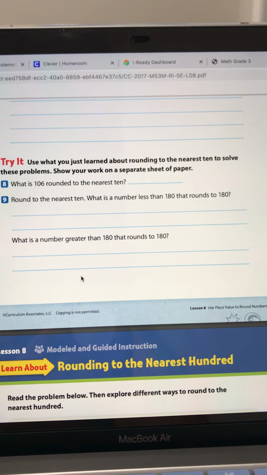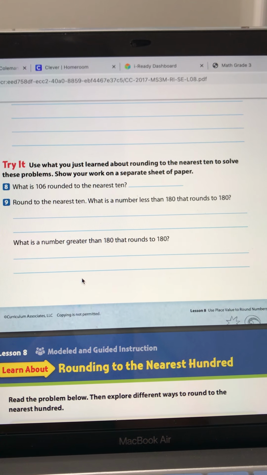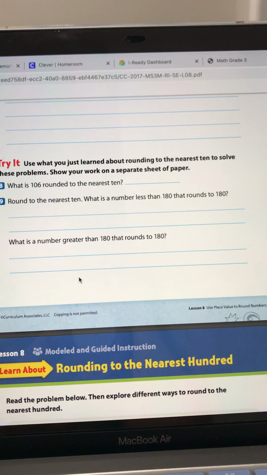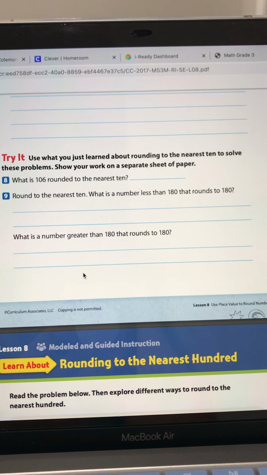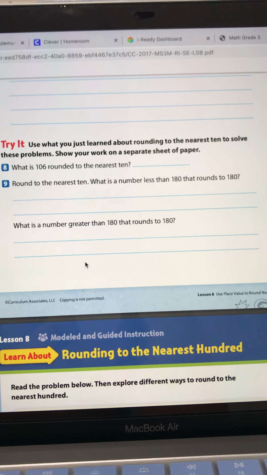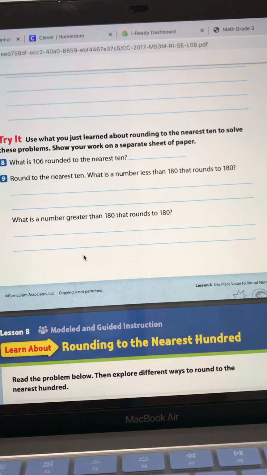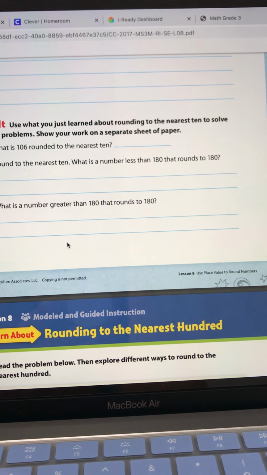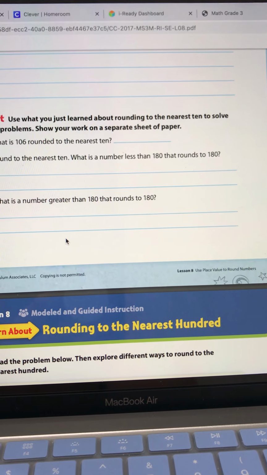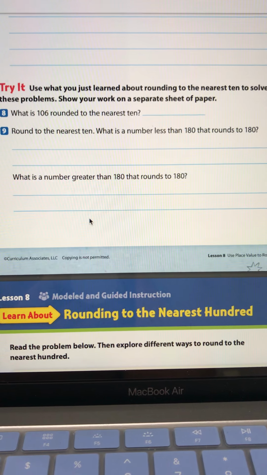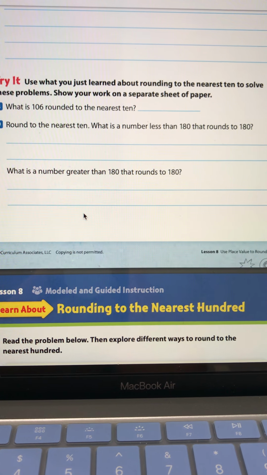So that could be 179, 178, 177, 176, 155. I mean, anything that's smaller than 180. But when you round it to the tens place, I want it to round to 180. See what number you can find that would round to 180, but has to be less than 180. And what is the greater number that you can find? Something greater than 180. So that could be 181, 182, 183, 184, 185, 186, 187, and so on. But we want it also to round to 180 when you round it to the tens place. So think about that one.